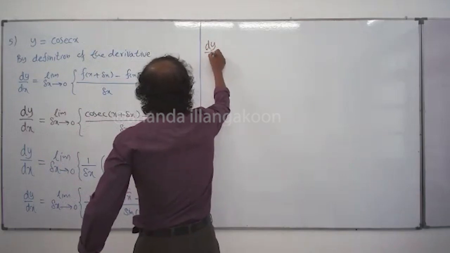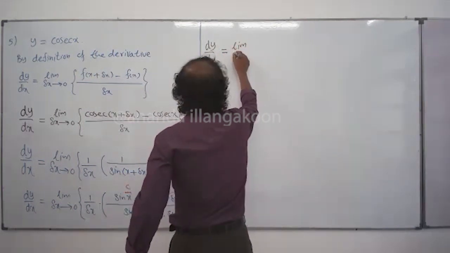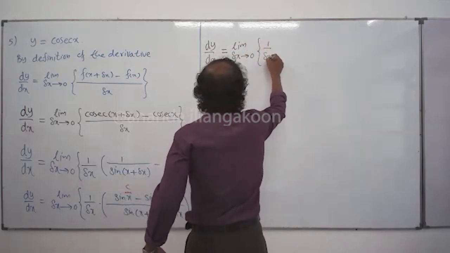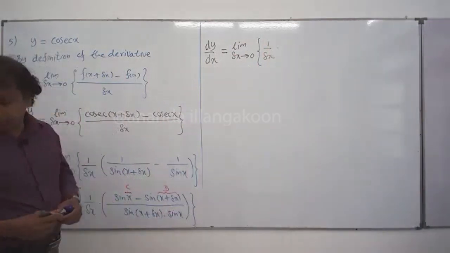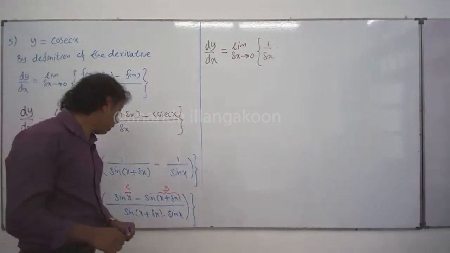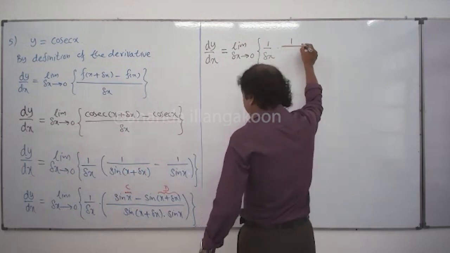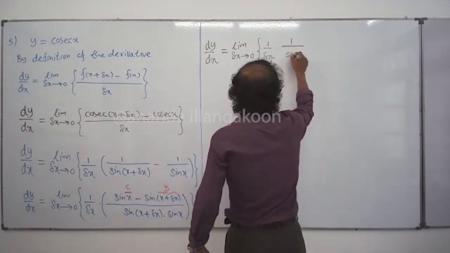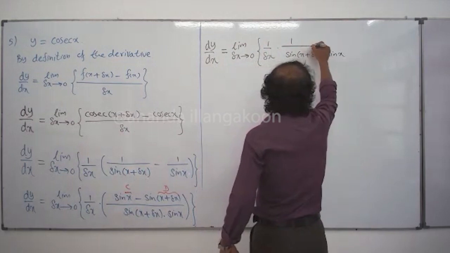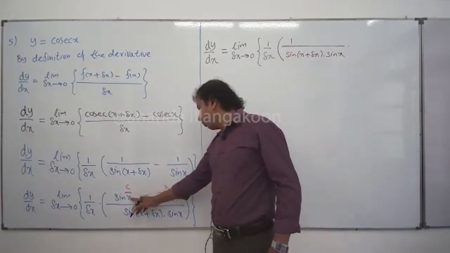Then there you get dy by dx as limit delta x going to 0, 1 upon delta x, this sine x plus delta x into sine x. I write like this, 1 upon sine x plus delta x into sine x, within bracket. And this is now sine c minus sine d.